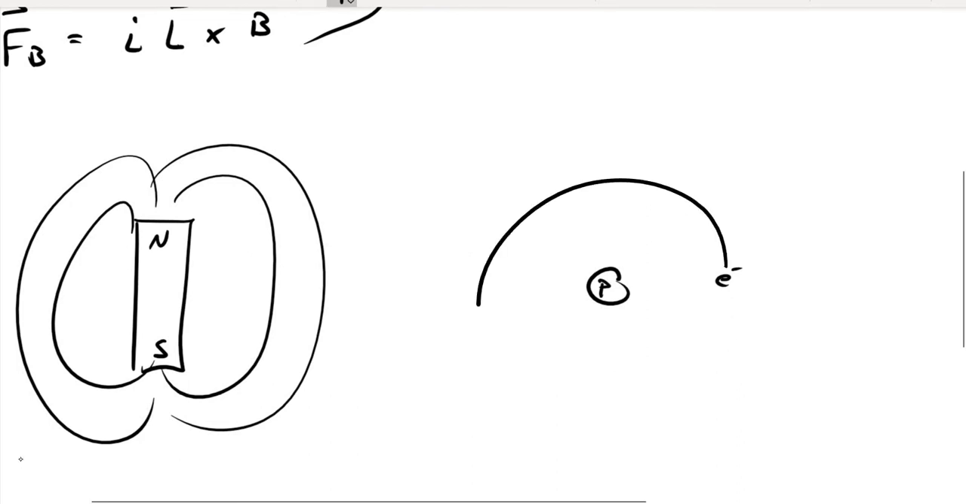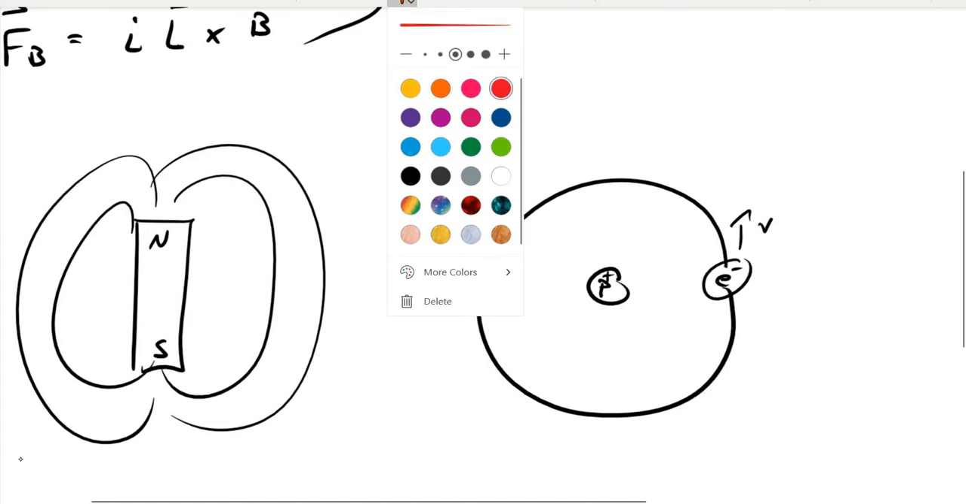And as that electric charge in the form of the electron moved around in a circle with a speed of v, then there would have to be a magnetic field that is produced, and that magnetic field would end up pointing into the page.